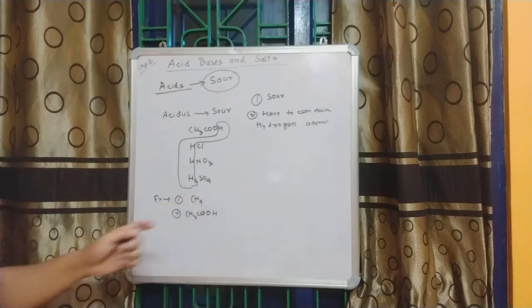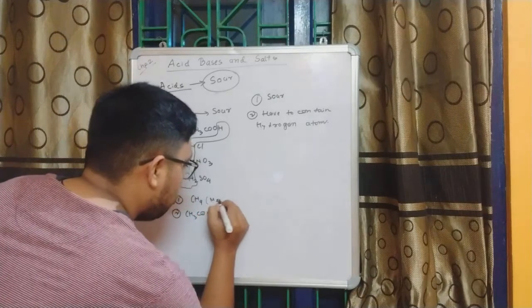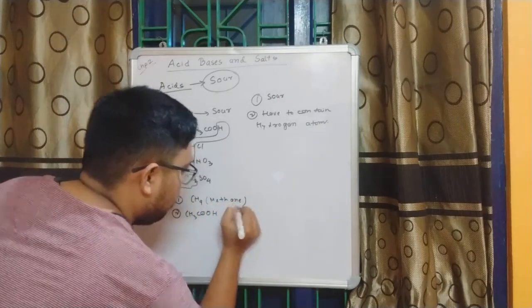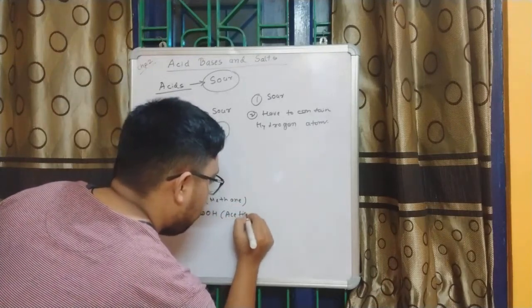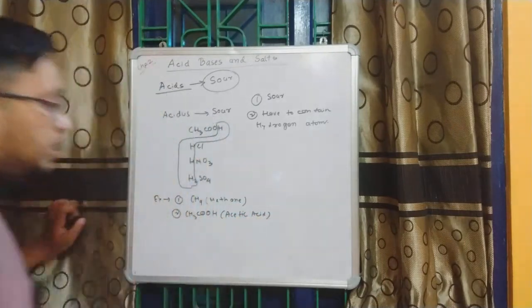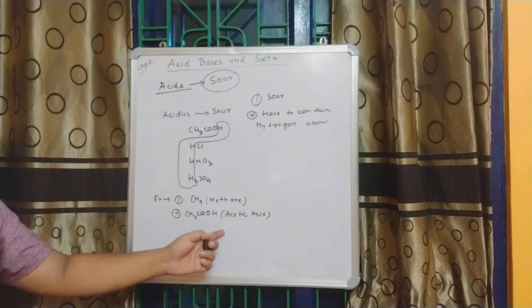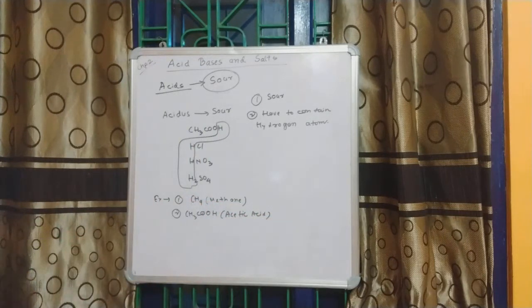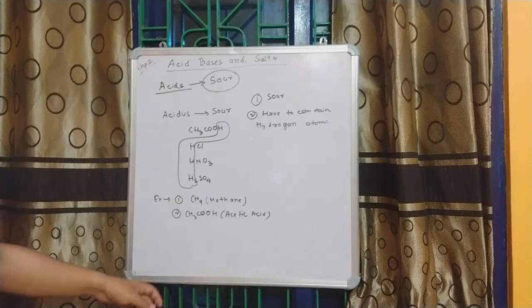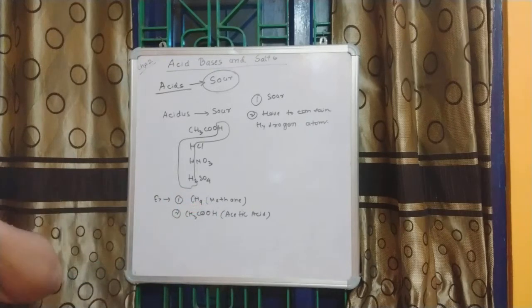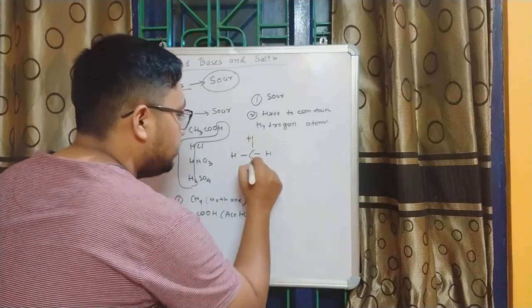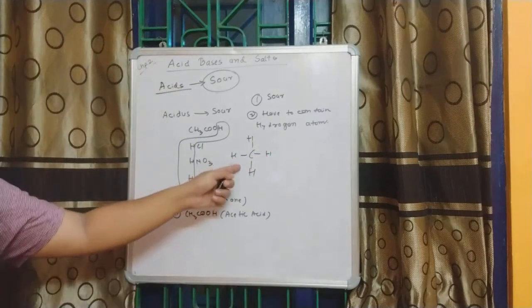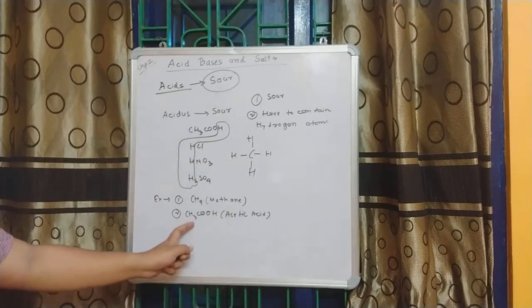One is CH4, which is again a very common compound. This is called methane, and then we have acetic acid. The name suggests that the second one is definitely an acid, whereas CH4 is not an acid. Now if you observe CH4, it also has 4 hydrogen atoms, but still this is not considered an acid, whereas this also has 4 hydrogen atoms, but this is considered an acid.